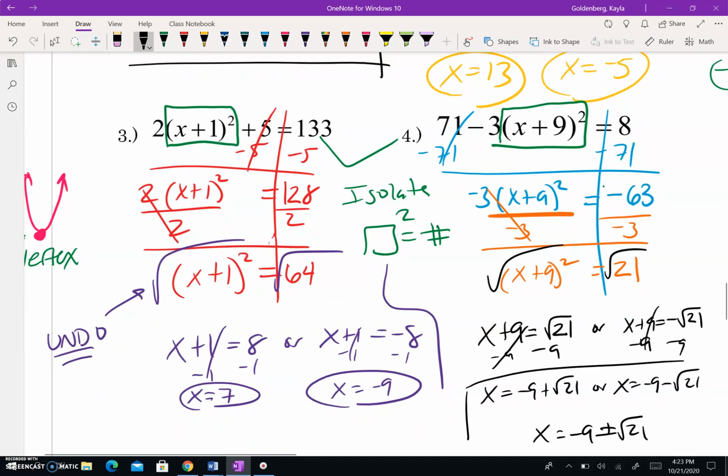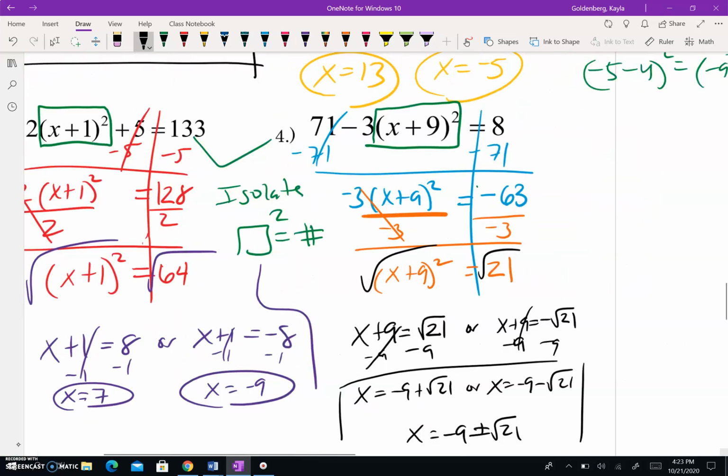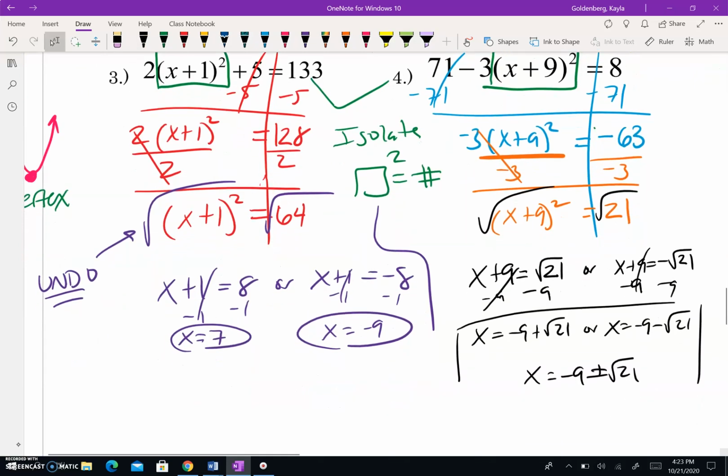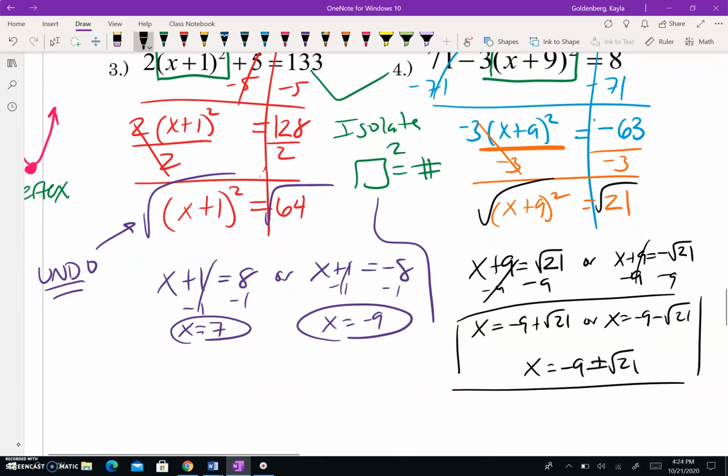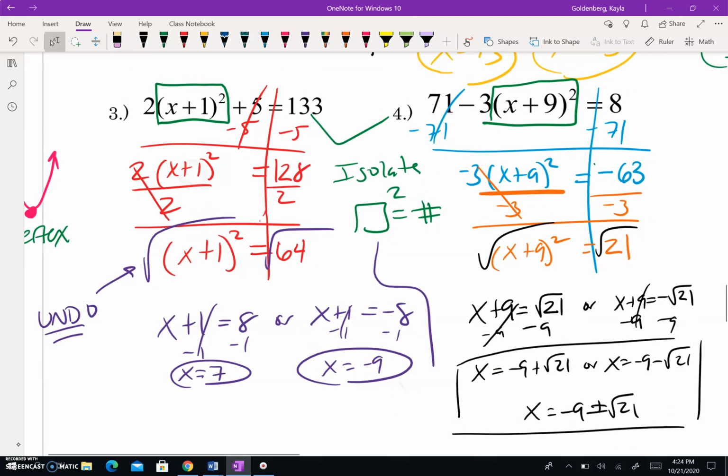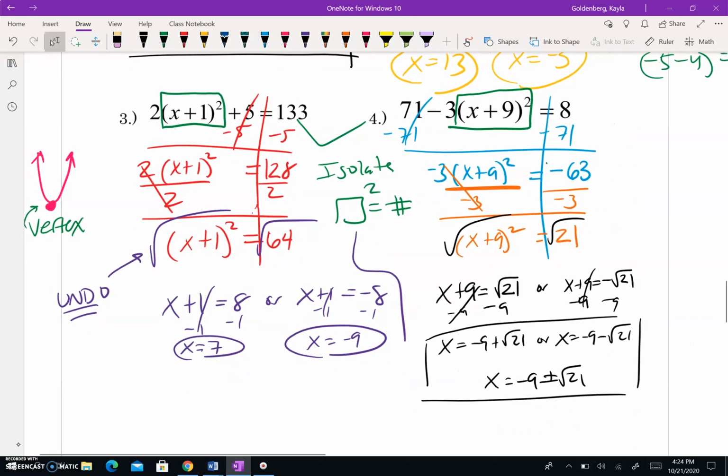If you want to put them together, that's a compact way to put those two options into one with the plus or minus. So that one's just a little trickier because we don't have a clean square root. I would say to always leave it in terms of a square root.